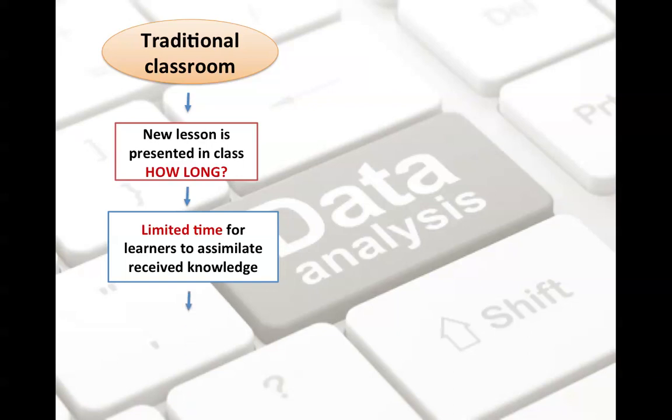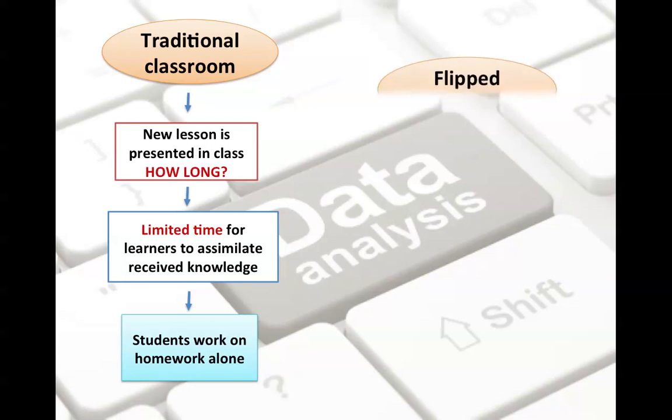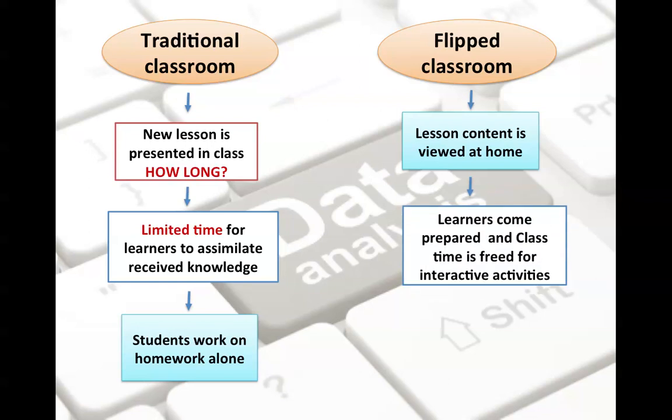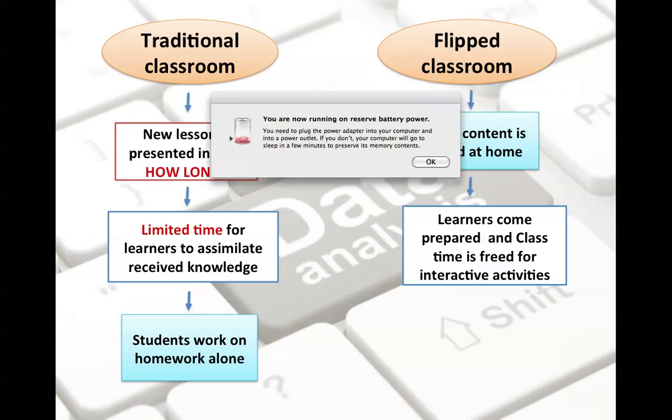So what do we do most of the time? If we don't finish the task, we ask our learners to do it as homework. And doing this as homework means that they will have to work on it alone without the presence of the teacher. Whereas in the flipped classroom, this lesson content is viewed at home, and as a result, the class time is freed for more interactive activities like problem solving. So you have enough time to engage your learners in more interactive and real life situation classes. So this is how it came to be.